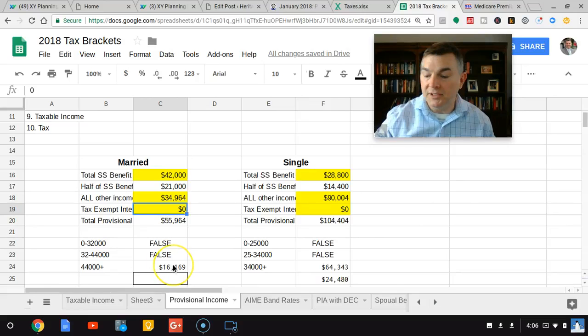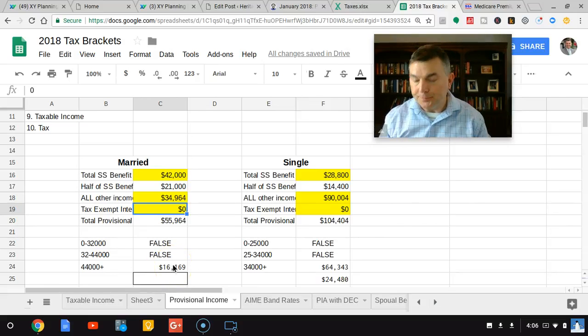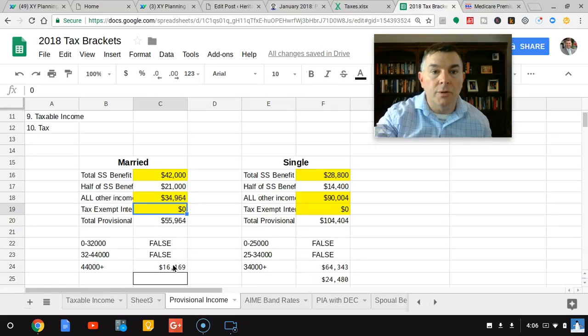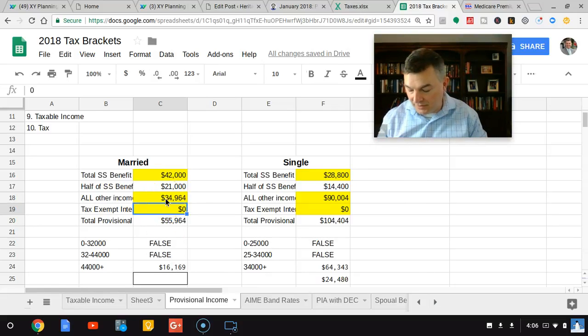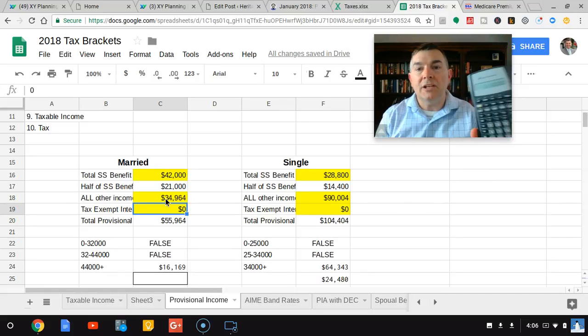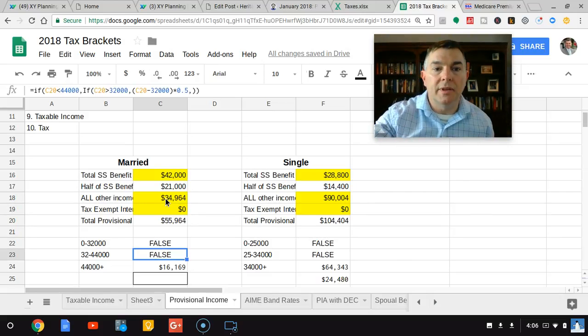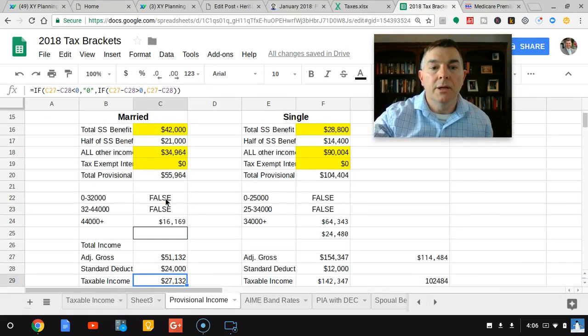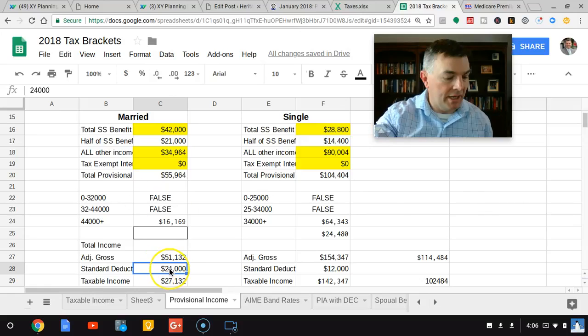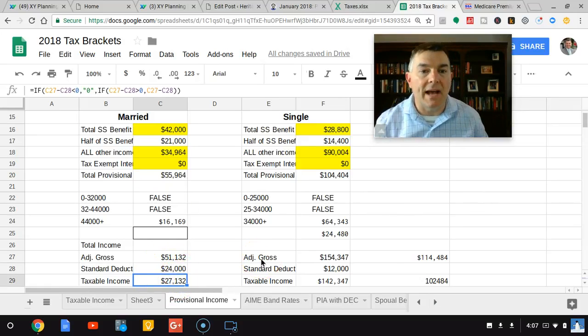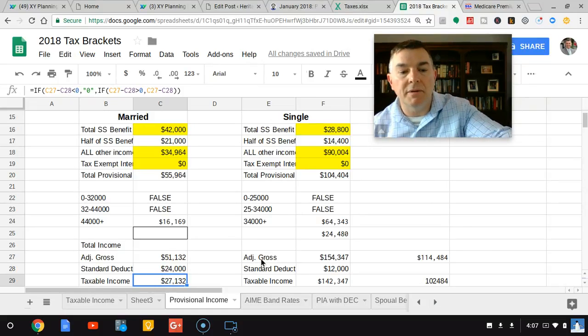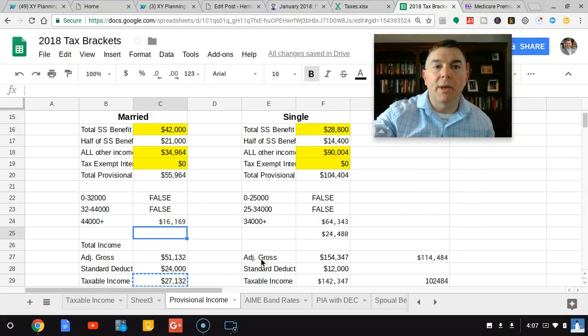So we take $16,169, again, bust out my trusty calculator, 169, add it to their other income, $34,964, and that gives us a total taxable income of $51,133. Come down here, and we get $24,000 as a standard deduction, and we have taxable income total of $27,132. So we cut and paste that.